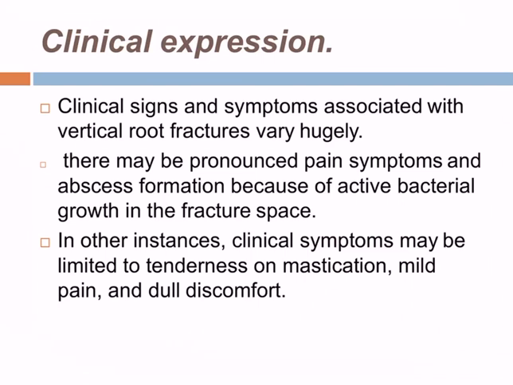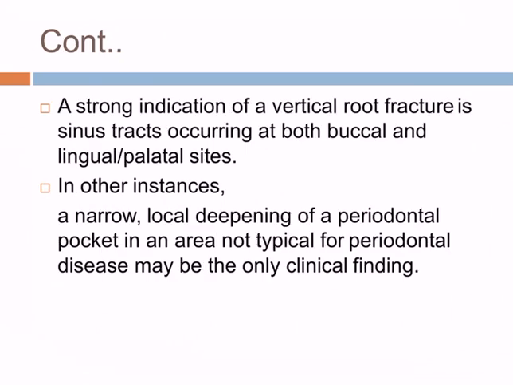So you should be able to understand this. What is the vertical root fracture? A strong indication of a vertical root fracture is sinus tracts occurring at both buccal and lingual or palatal sites. So if there is a sinus tract, the abscess is there, then it is a chronic condition, and the sinus is formed.